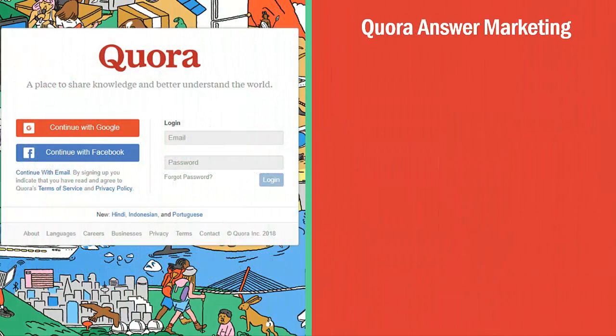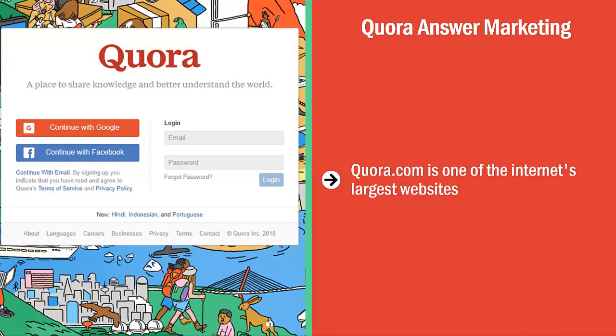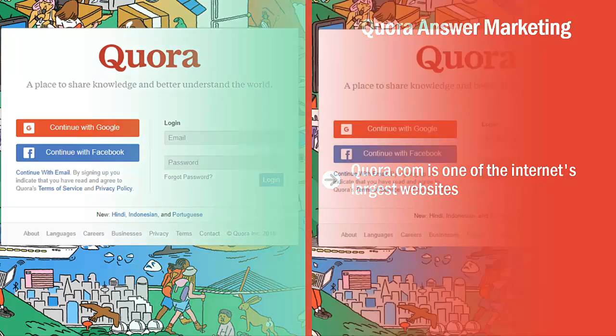Quora Answer Marketing. Quora.com is one of the internet's largest websites. It is a question and answer website that gets a ton of traffic. People from all over the world ask and answer questions. It is a thriving community and a lot of answers actually get a lot of views.